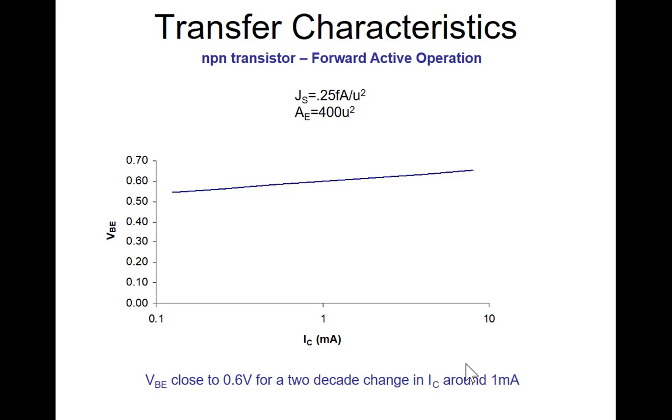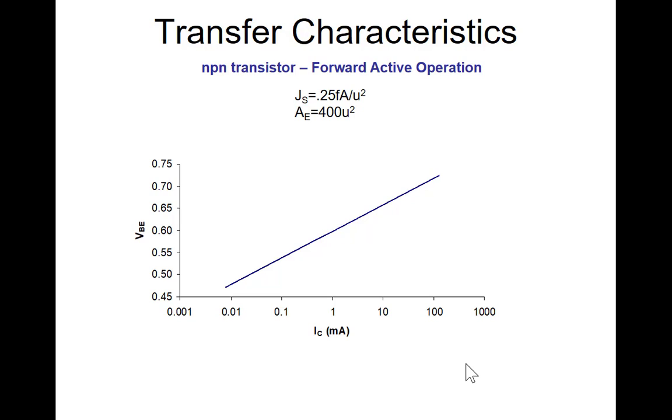I just want to point out that the base emitter voltage is close to 0.6 volts for a two-decade change in collector current. Actually, if you go back and look at the previous slide, over the bigger range, from a little less than 0.5 to a little more than 0.7, almost a 5-decade range, the base emitter voltage doesn't change very much from 0.6 volts. So we get a great big change in current for a very small change in base emitter voltage around 0.6 volts.